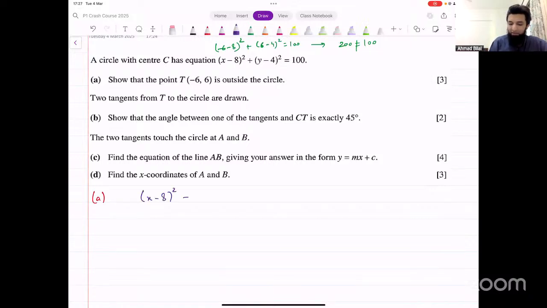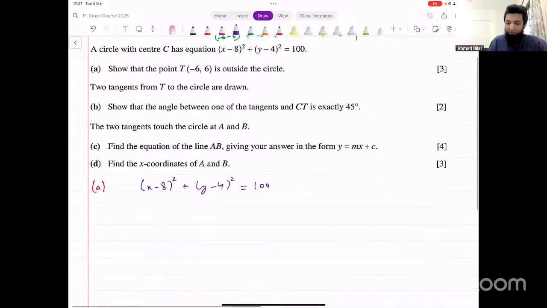(x minus 8) whole squared plus (y minus 4) whole squared equals 100. That's the equation of the circle that we're given. Can we find the radius of the circle? Just compare it with the standard form. This is r squared. From this standard form, we are getting r equal to square root of 100, which is 10. Radius of the circle is 10. What about the coordinates of the center? They are going to be 8 and 4. You flip the signs, it becomes 8 and 4. These are the coordinates of the center.